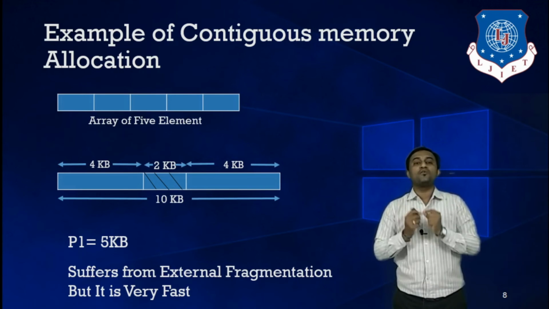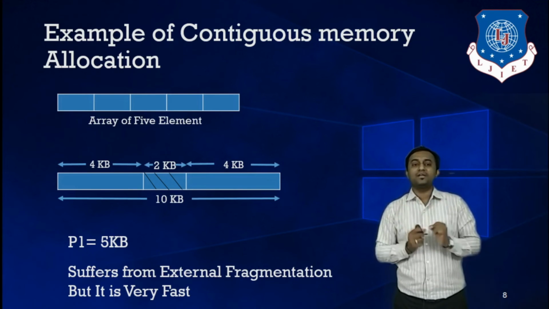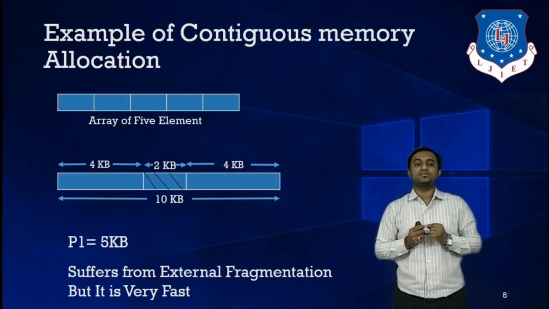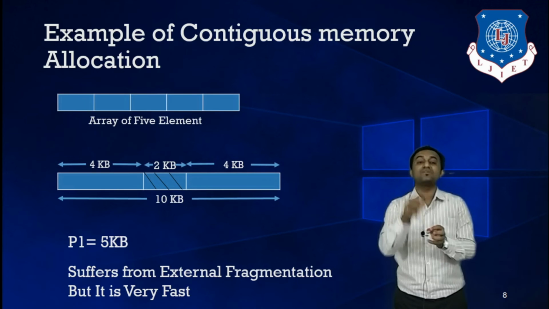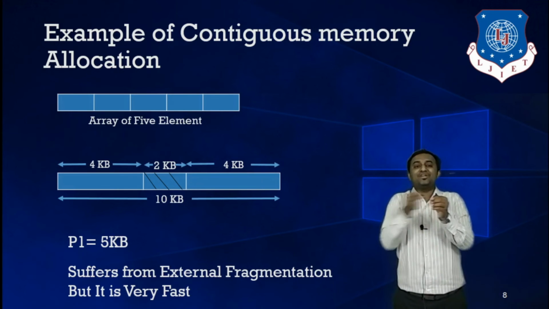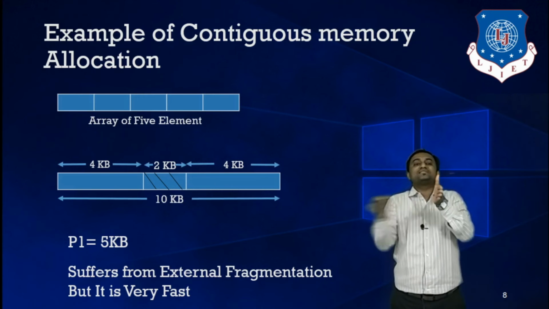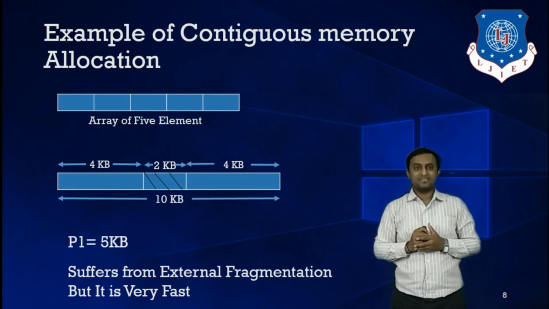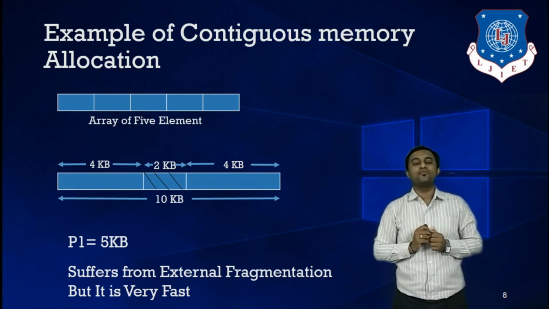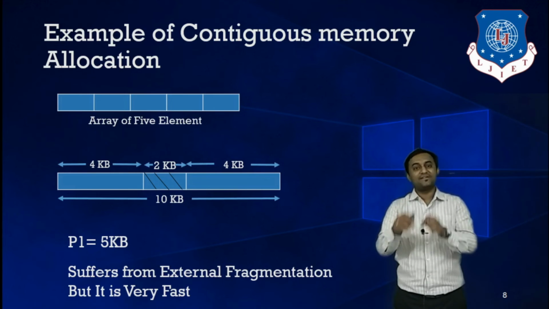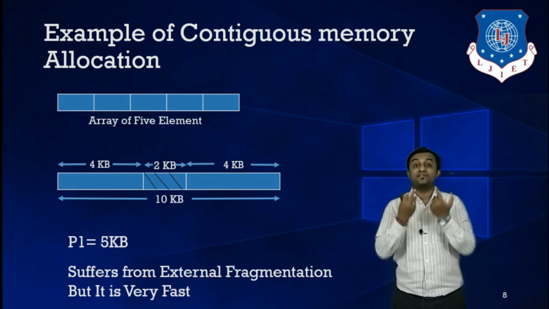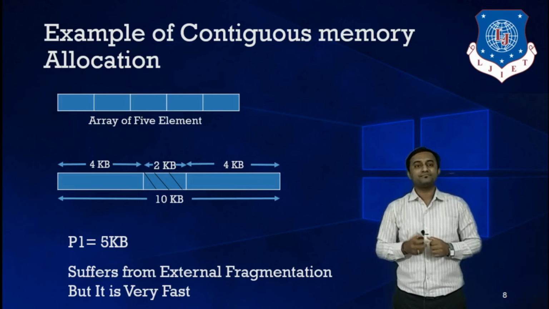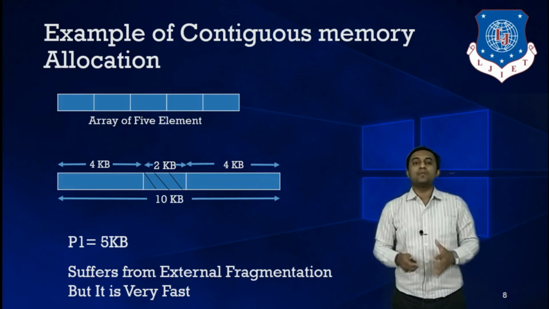So this is the main drawback of contiguous memory allocation. The advantage of contiguous memory allocation is, as I told you, that searching time is very fast because data is stored in contiguous fashion. If you know the base address, you can easily fetch a particular element in the array with the help of the index number. So searching is very fast, but simultaneously it suffers from external fragmentation. Okay. Now let us discuss non-contiguous memory allocation with the help of examples.